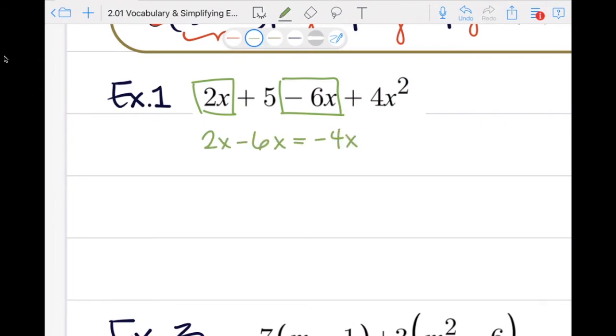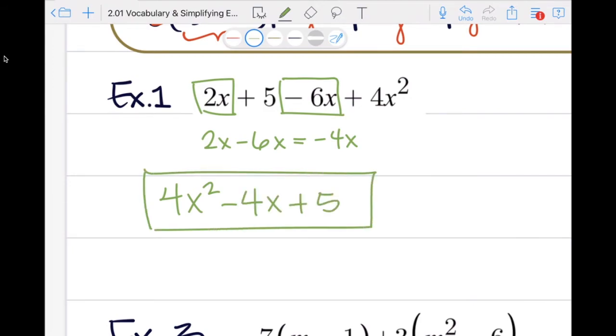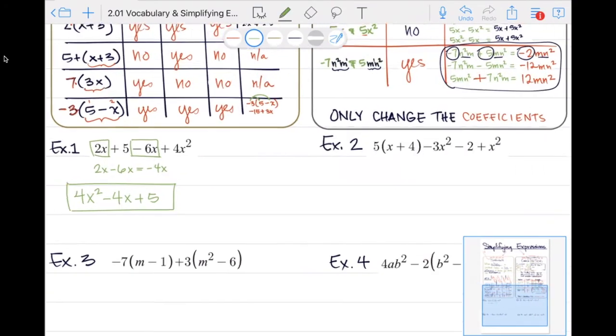So now let's go ahead and simplify the rest. Normally, you're going to see the term that has the biggest exponent first, and then it'll go down from there. So let's rewrite this expression as 4x squared. The next highest exponent term is the minus 4x, and then finally we can put the plus 5, and this is fully simplified. Let's do the next one.